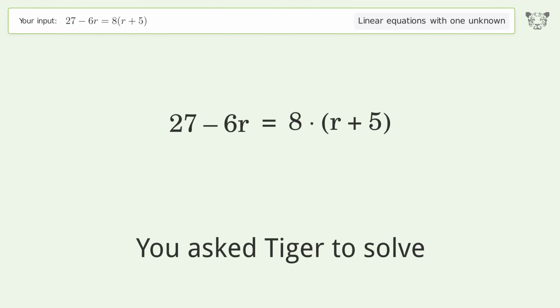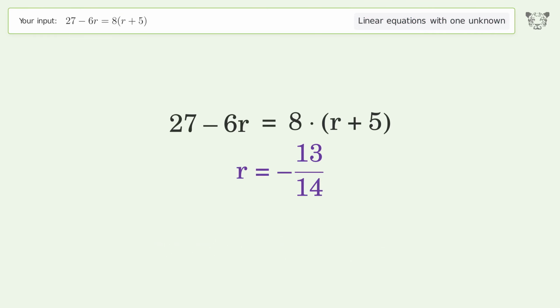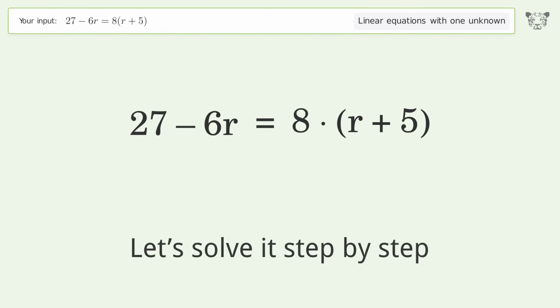You asked Tiger to solve this. This deals with linear equations with one unknown. The final result is r equals -13/14. Let's solve it step by step.